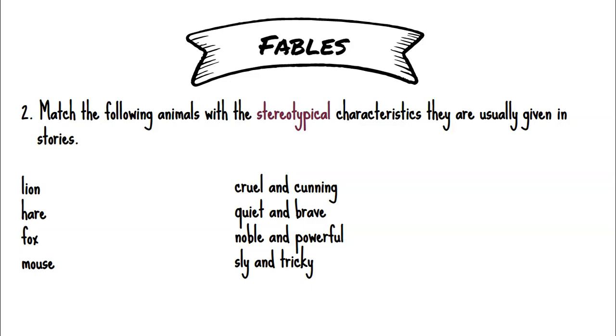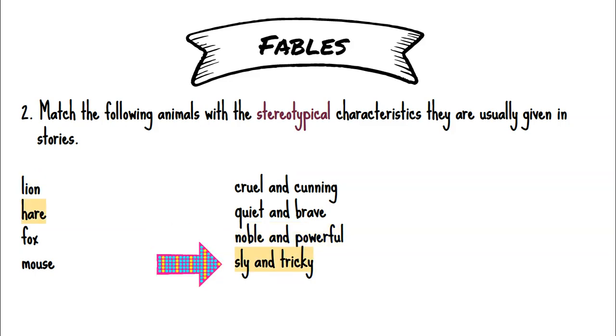Now, we know that animals in nature may have personalities. But in stories, we use certain animals to portray certain personality types. So we're talking about stereotypical characters in fables. So let's talk about the lion. Usually in fables, lions are noble and powerful. They could be kings or royalty, the king of the jungle, and very powerful politically or very strong.